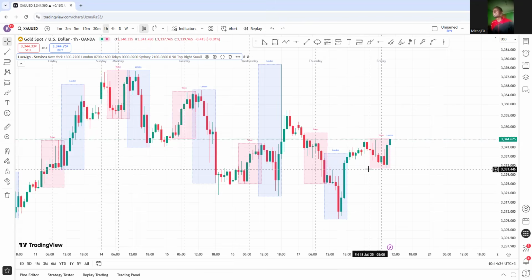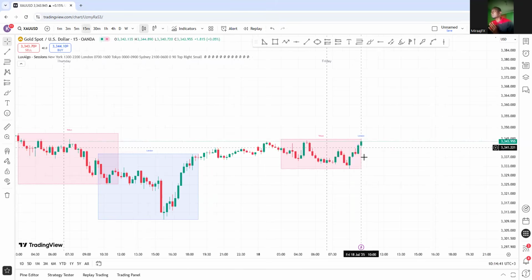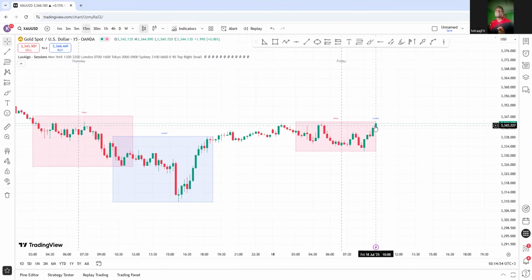So for example, right now, as you can see, we are on the 1 hour time frame. This is Tokyo high, this is Tokyo low. We just need to go to the 15 minutes time frame and take a look at what is happening. This is now the first candle of the London session on the 15 minutes time frame, because according to sessions by Lux Algo, London session in Nairobi or in East Africa starts at exactly 10 a.m. So this is the first candle of the London session, and this was the Tokyo high, this was the Tokyo low.